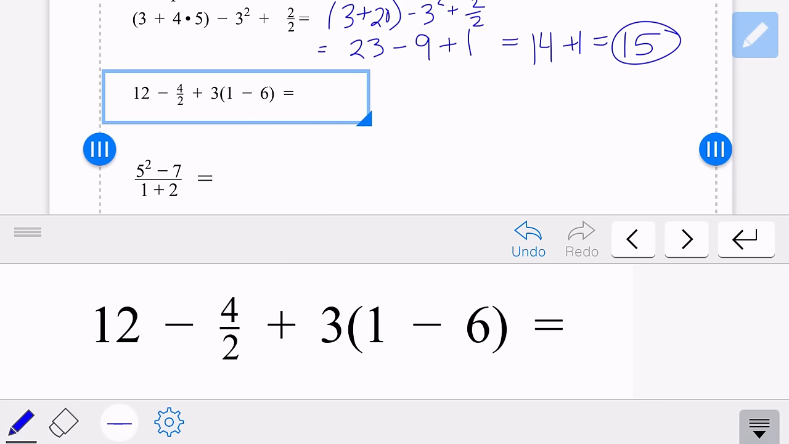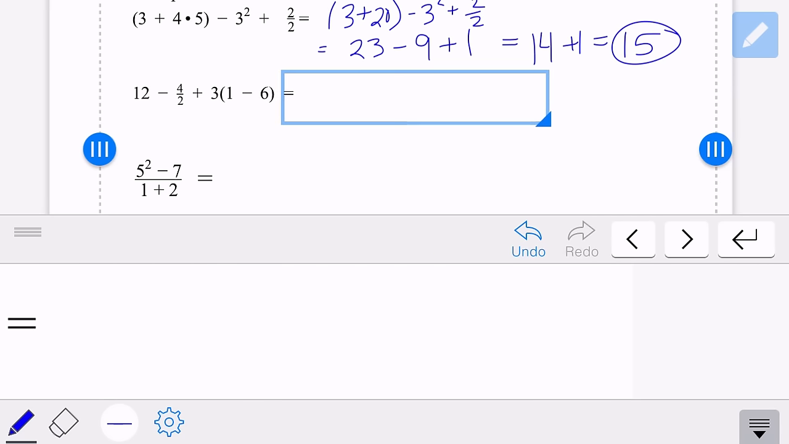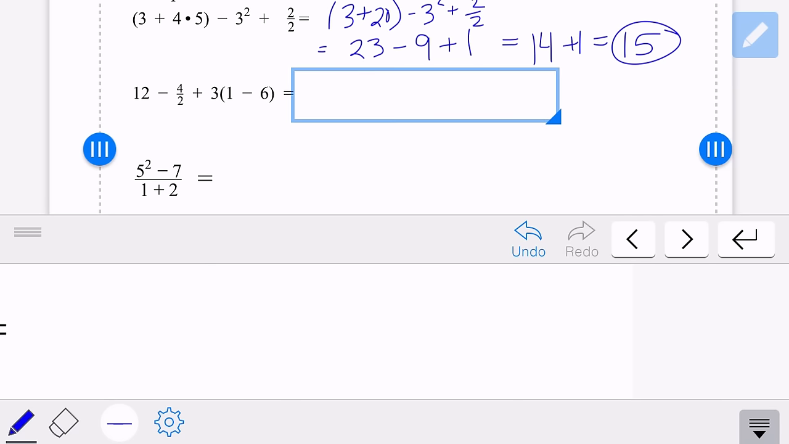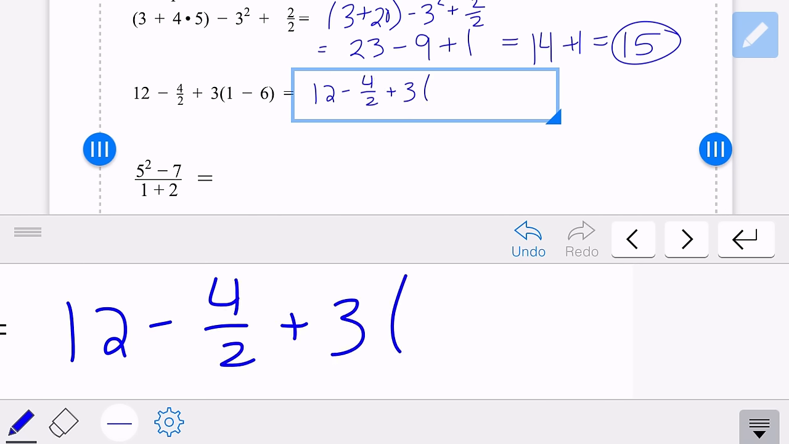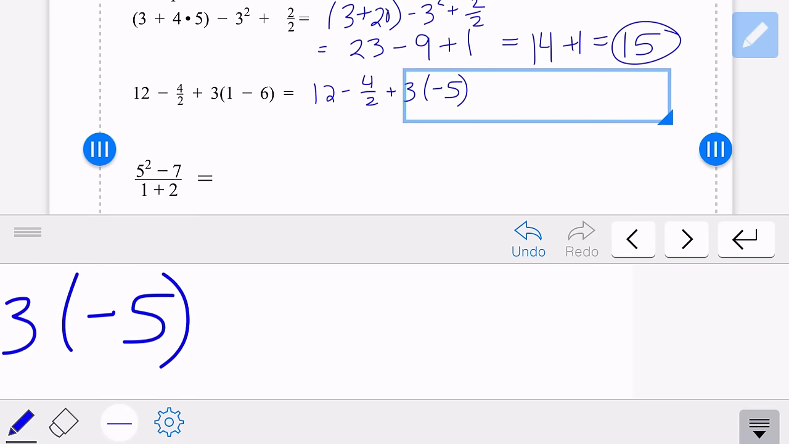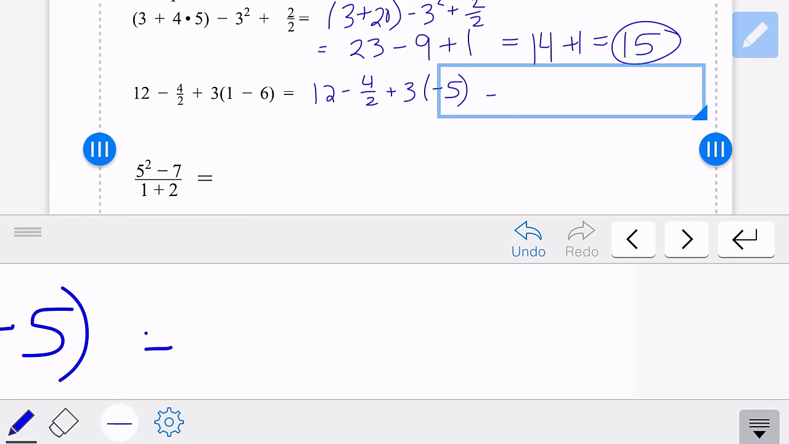We've got 12 minus 4 over 2 plus 3 multiplied by 1 minus 6. So we have to do that 1 minus 6 in the parentheses first. So we would have 12 minus 4 over 2 plus 3. 1 minus 6 is going to give you negative 5. Make sure you have a negative 5 in there. Okay, then what comes next? Division and multiplication. So we want to do that left to right.